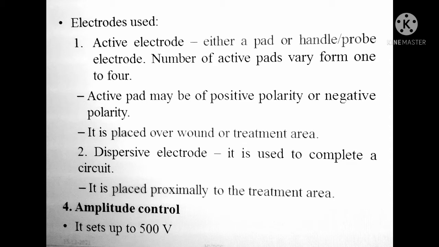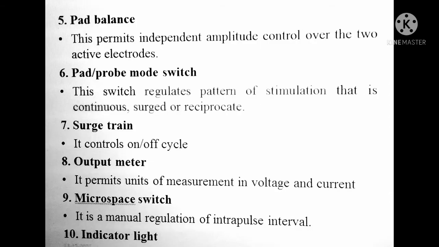Amplitude control: it sets up to 500 volts. Pad balance: this permits independent amplitude control over two active electrodes. Pad or probe mode switch. This switch regulates the pattern of stimulation, that is continuous, surged or reciprocate.